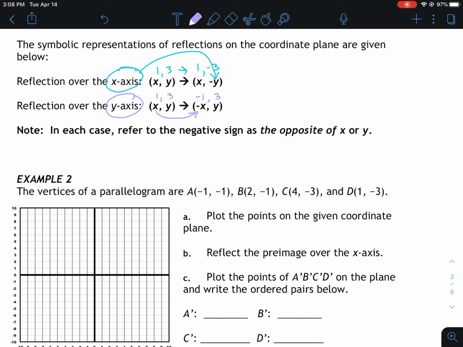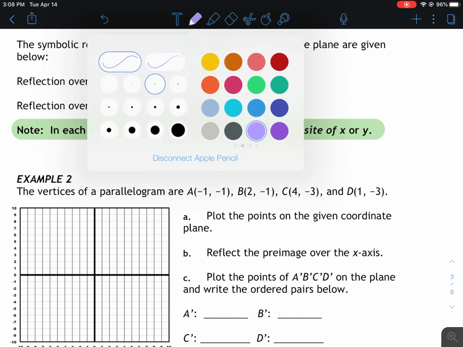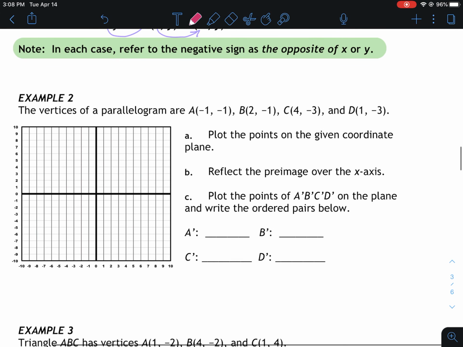So whenever you are reflecting over an axis, the opposite value changes. So x-axis, y changes to the opposite. Y-axis, x changes. Now it is very important that you know that that is not a negative sign in front of the x or the y when we do the reflection. It is the opposite sign. So if I had the ordered pair (1, negative 3) and I reflected over the x-axis, then my new ordered pair would be (1, positive 3). Remember that two negatives make a positive.